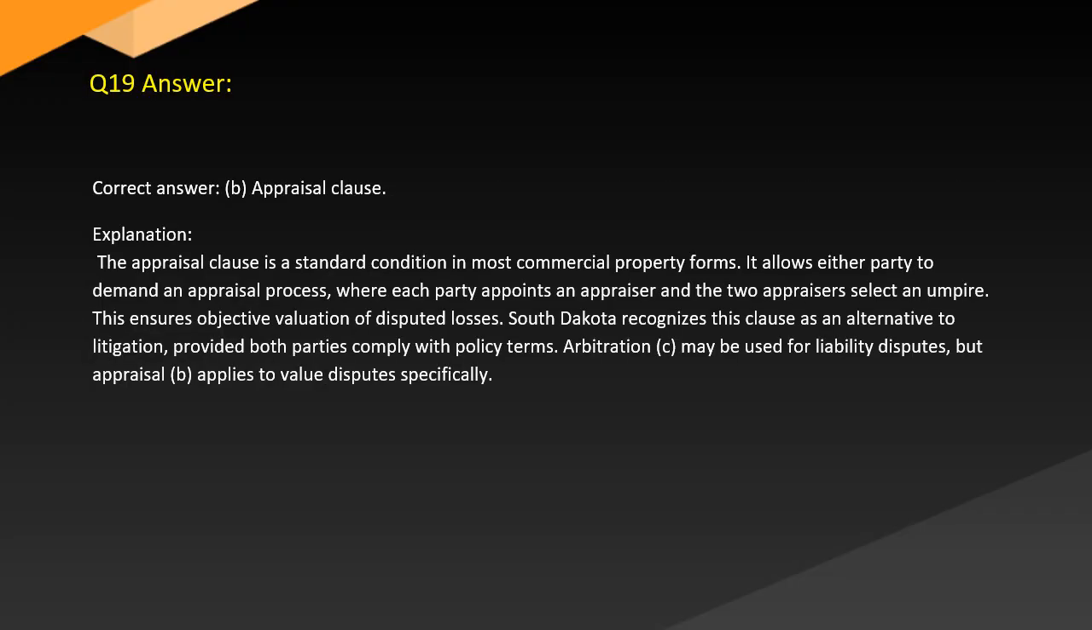Answer. Correct answer: B. Appraisal clause. Explanation: The appraisal clause is a standard condition in most commercial property forms. It allows either party to demand an appraisal process where each party appoints an appraiser and the two appraisers select an umpire. This ensures objective valuation of disputed losses. South Dakota recognizes this clause as an alternative to litigation, provided both parties comply with policy terms. Arbitration (C) may be used for liability disputes, but appraisal (B) applies to value disputes specifically.